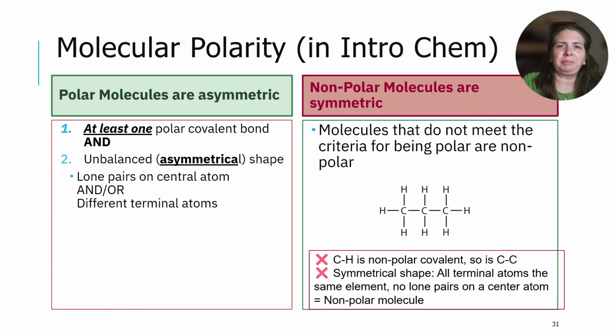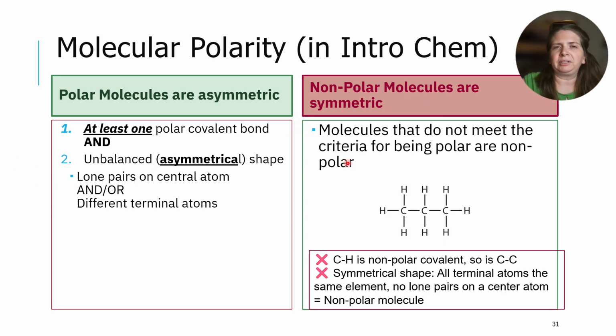For a molecule to be polar, it must satisfy two requirements. First, the molecule must contain at least one polar covalent bond based on the electronegativity difference. Second, the molecule must be asymmetrical, or unbalanced, based on its shape. Things that can make a molecule asymmetrical include lone pairs on the central atom or different terminal atoms bonded to the central atom. If a molecule does not meet both of these criteria, it is going to be nonpolar.